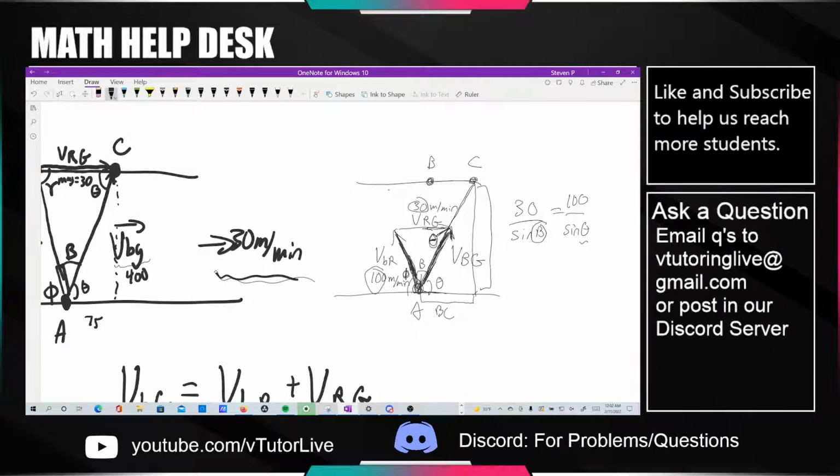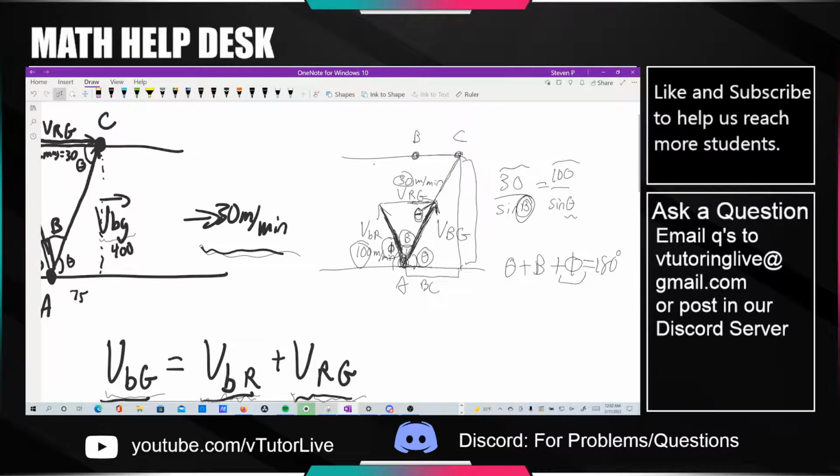But yeah, at this point we know theta, we know 100, we know 30, so we can figure out what beta is. And once we know theta and we know beta, then phi is really easy, because the three of them have got to add up to 180. So we know theta, we know beta, and we're solving for phi. We just set them equal to 180 degrees and solve. Pretty easy, right? And the rest of the problem just sort of all falls in line from there.